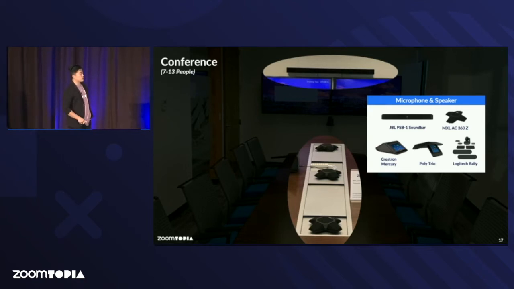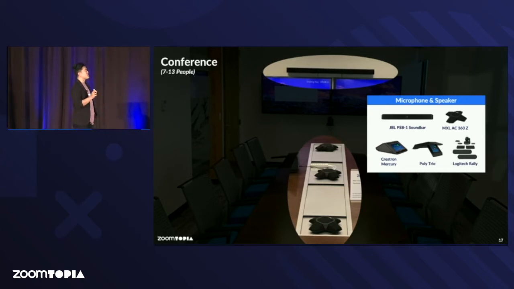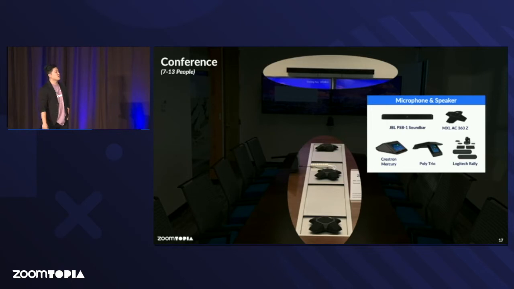So our arsenal of choice is the JBL PSB1 soundbar. That one is a dumb soundbar in a smart world. Anything that does not have apps built into it is considered dumb. We call it a dumb soundbar, but it has an analog input and it will not turn off on you. So that's something you guys can standardize on.